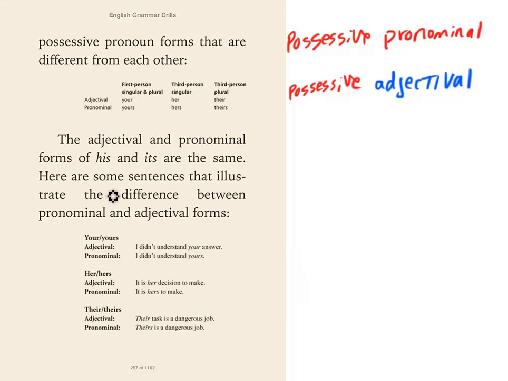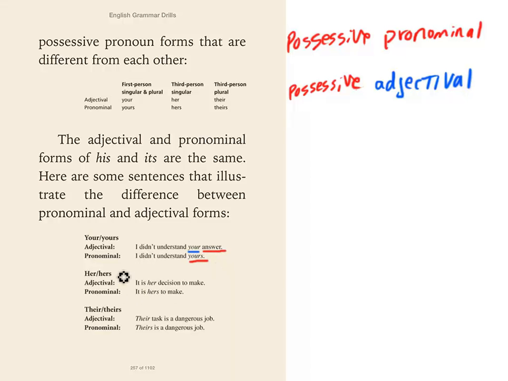Here are some sentences that illustrate the difference between the pronominal and the adjectival forms. Your and yours. Let's take a look at this again. I didn't understand your answer. I didn't understand yours. So you can see that this adjective right here must have the noun. This one acts as the pronoun.